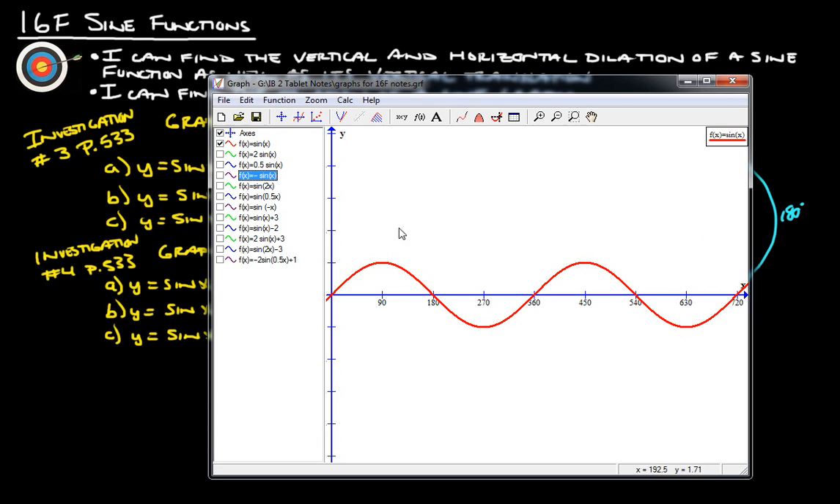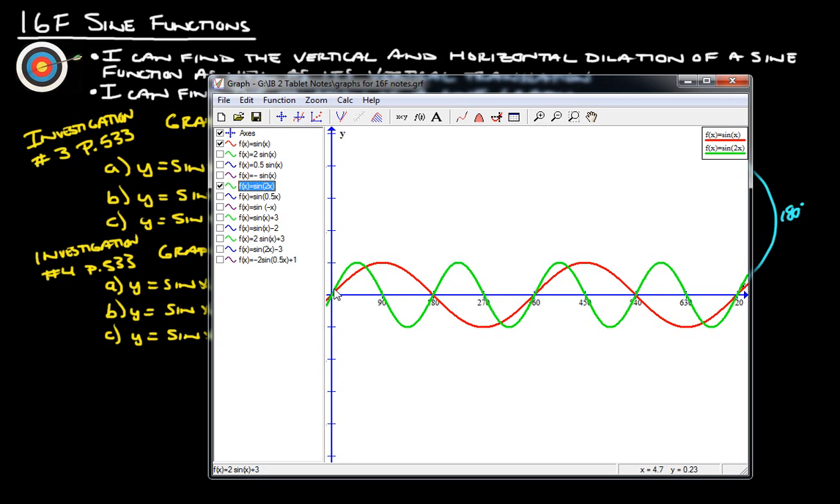Again, the red one is always the sine of x. So let's look and see what sine of 2x does. Sine of 2x changes, instead of the amplitude, the period. It changes how often the graph repeats. The graph for sine x normally repeats after 360 degrees.